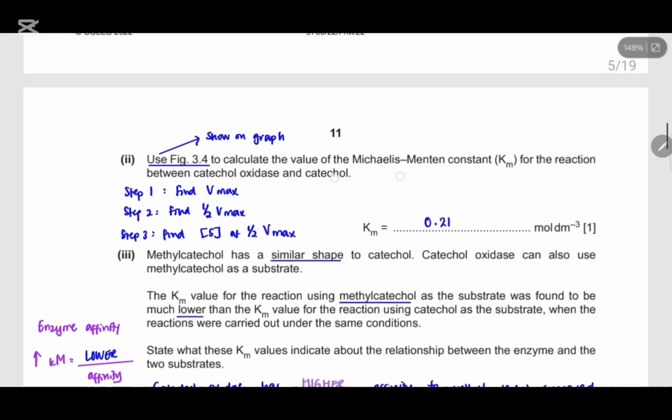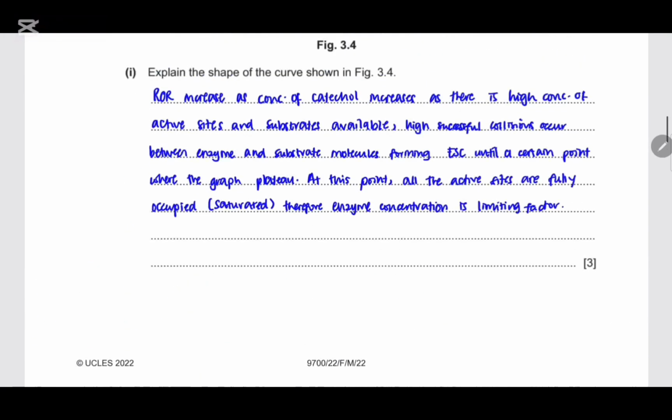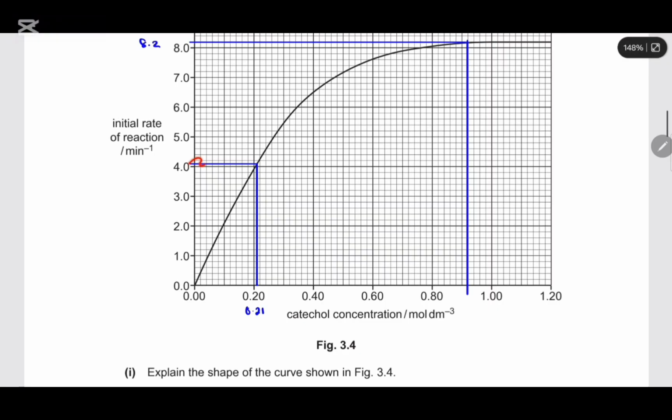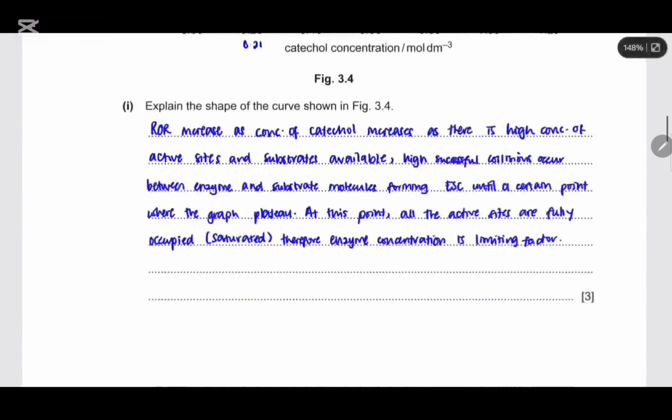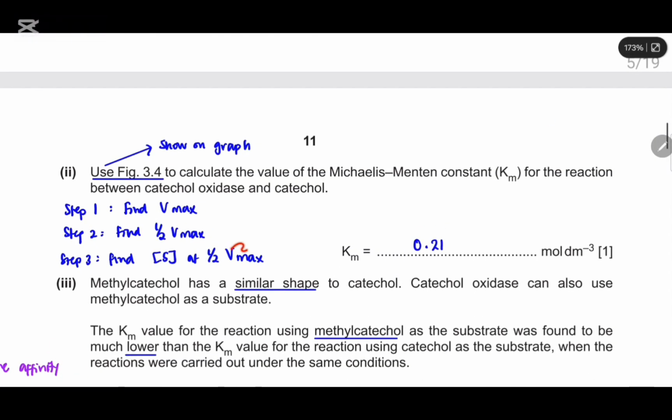And step number 3, find the substrate concentration at that half Vmax. So we indicate it on the graph. So that's half Vmax, the substrate concentration. Draw with your ruler, move down. So you read it off, that is equivalent to 0.21 moles per dm cube. So that means that is the substrate concentration at which the reaction occurs at half its maximum speed, which is also the definition of what the Km value is, aka the Michaelis-Menten constant.